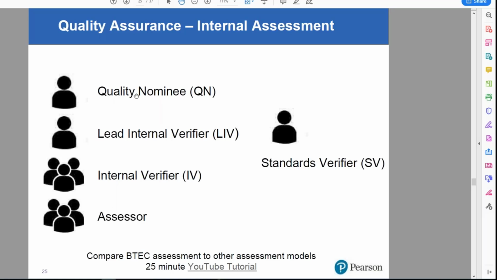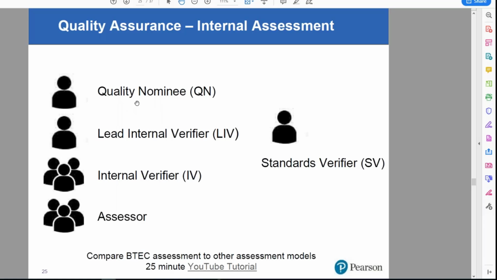Quality nominee: every center that delivers any BTEC qualification has one. So if your center already delivers one BTEC qualification, your center will have a quality nominee. It's often one of the senior leadership team, or the one that stands back slowest when they're looking for the person to take the role on. But there will be a quality nominee.